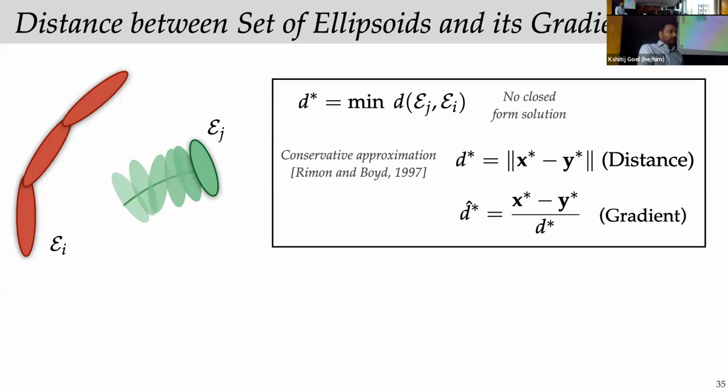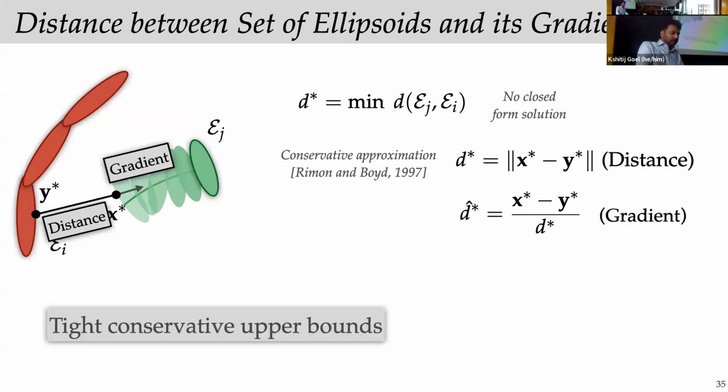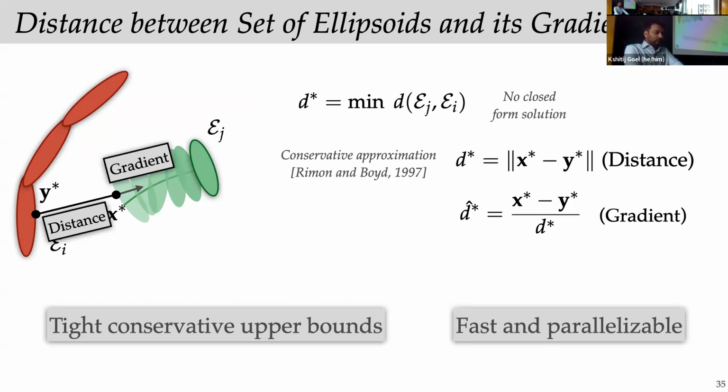Unfortunately, there is no closed form solution to this problem. So we adopt a conservative approximation first proposed by Rimon and Boyd. This approach computes 2 points, x star, which is on the set of green ellipsoids on the left, and y star, which is on the set of red ellipsoids. Distance is simply the norm of the vector between them, and gradient is the vector from y star to x star. In practice, the distance values are tight conservative upper bounds in this case. And since the approach operates on individual ellipsoids, it is fast and parallelizable.